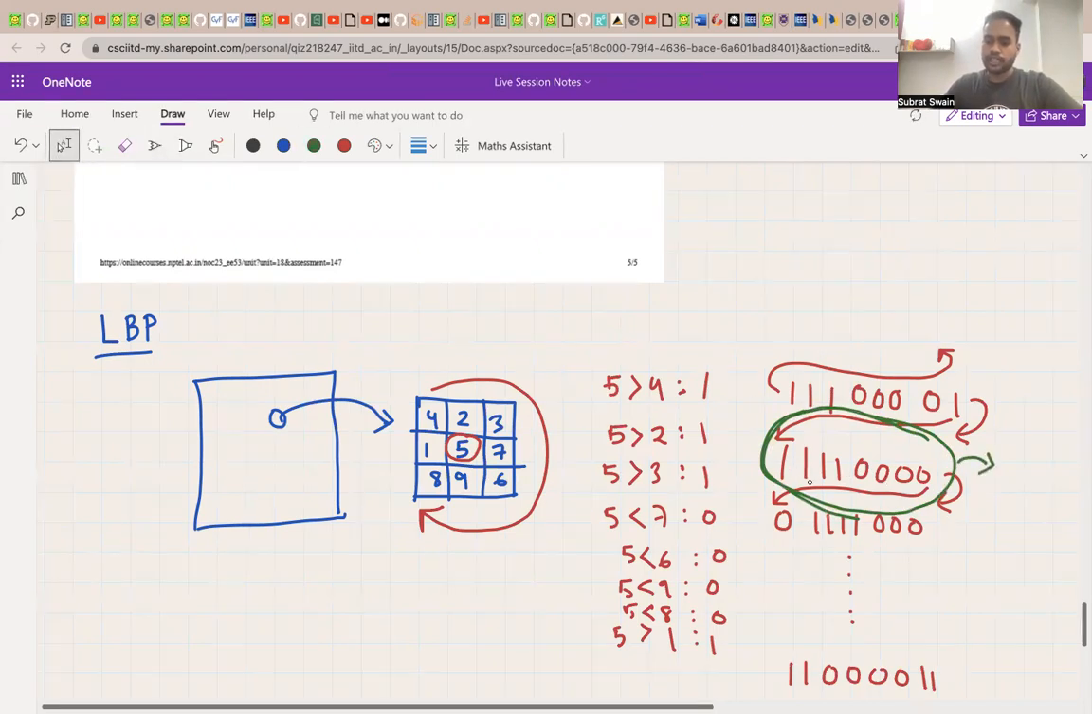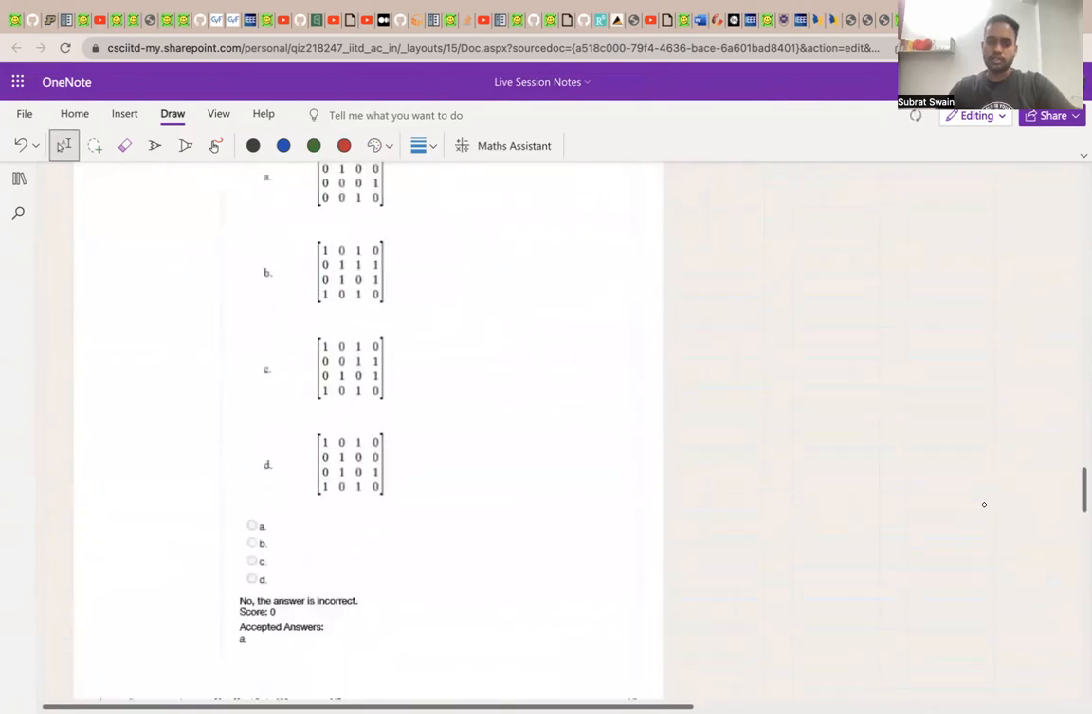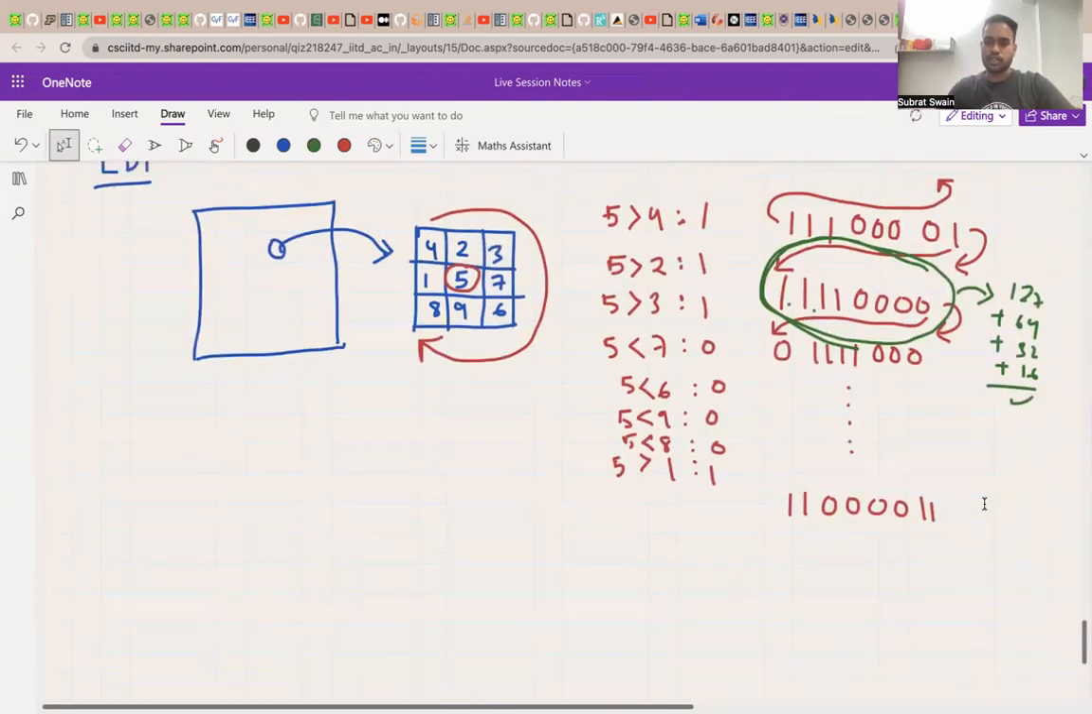And the LBP value for this is like 128, right? So it is 128 plus 64, plus 32 plus 16, and that value will be the LBP of this. Similarly, in the question, I'll just solve this one.